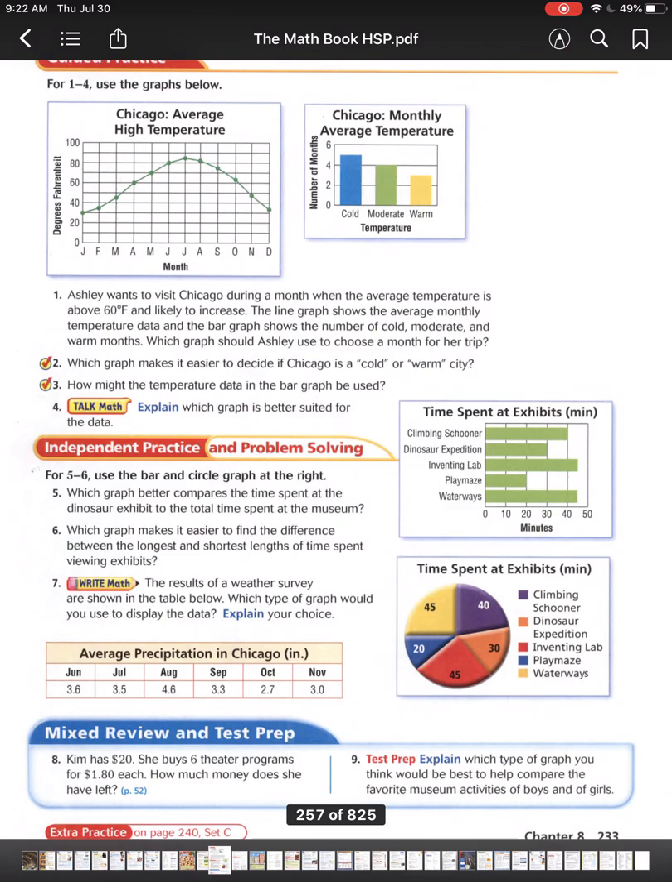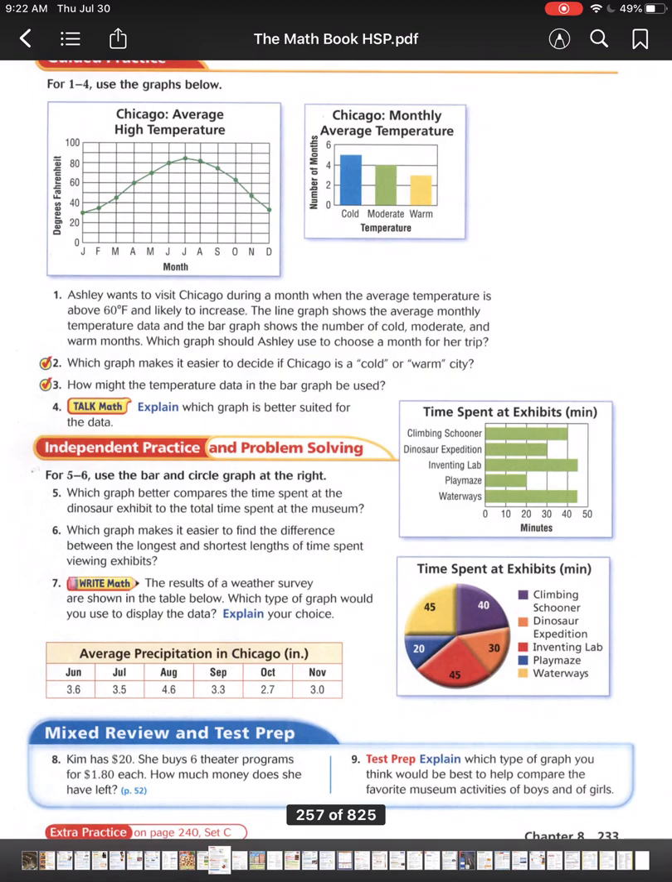Which months, by the way, would that be? We're talking about April, it's 60 degrees and getting warmer. May, it's over 60 and getting warmer. June, it's over 60 and getting warmer. But that's it. In July, it's over 60, but it's getting cooler now as we go from July to August. So Ashley would want to go between April, May, and June.